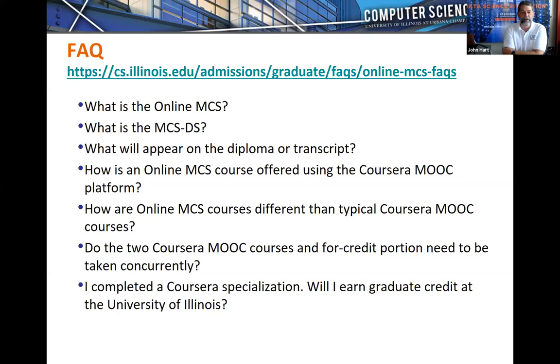So there's nothing on the transcript that will show MCS-DS. It'll just be a Master of Computer Science. But what students do is list MCS-DS on LinkedIn, on your resume, and employers know what that means. And that will help establish your credentials in data science if that's the area of computer science you want to focus on. Okay. So you already kind of answered the third question, which is what will appear on the diploma or transcript. Same thing that appears for our on-campus students. Yep. That's right. So we'll move on to the next one.